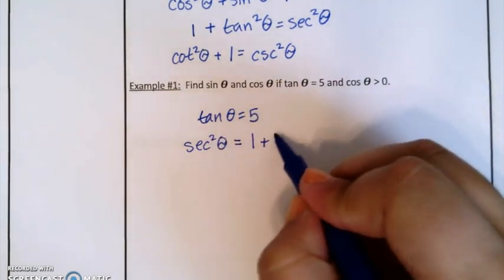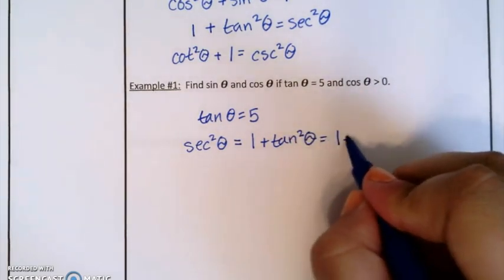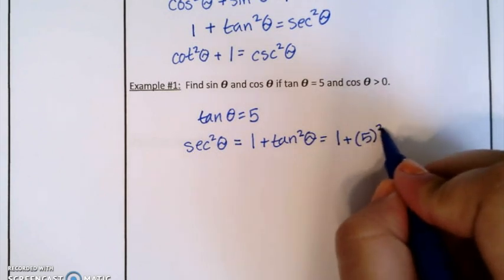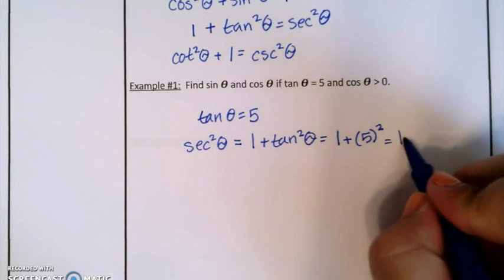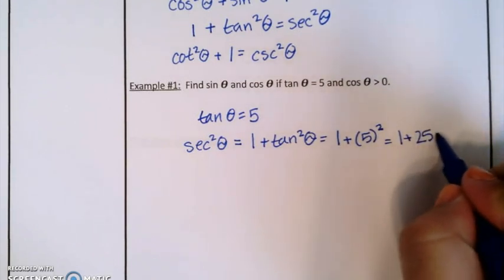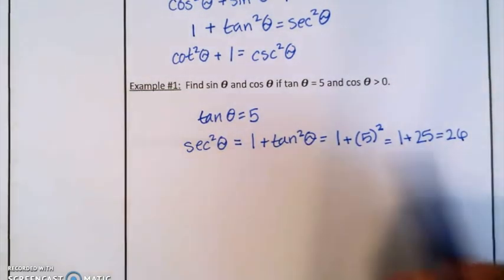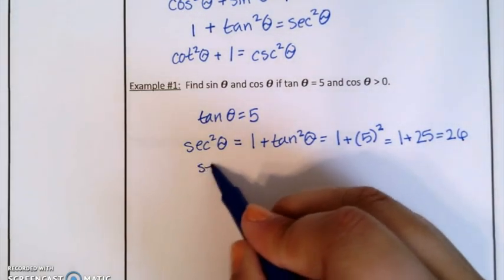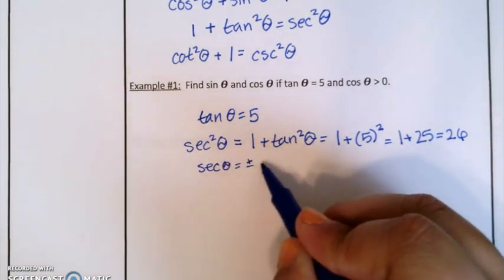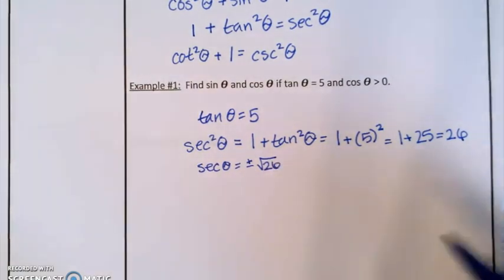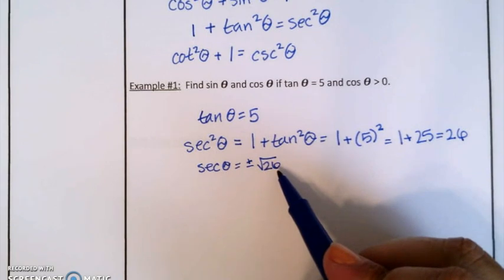equals 1 plus tangent squared theta, which is 1 plus 5 squared. So I've substituted in the value for tangent. So that's 1 plus 25, which is 26. So I know that secant squared theta is 26, then secant of theta has to be plus or minus the square root of 26.